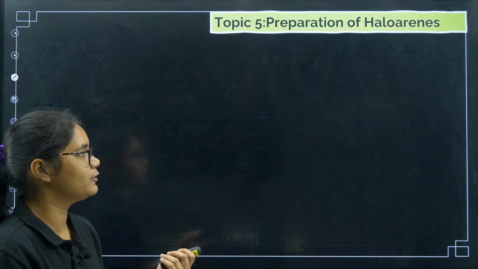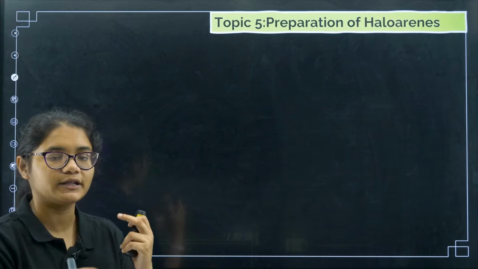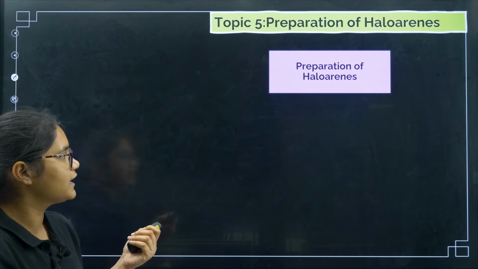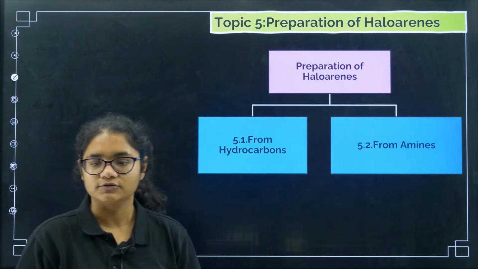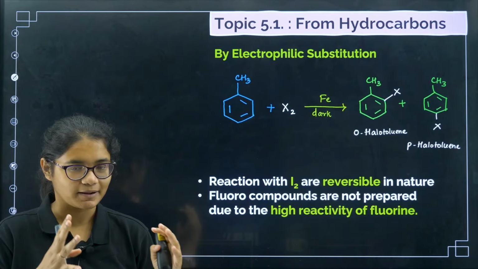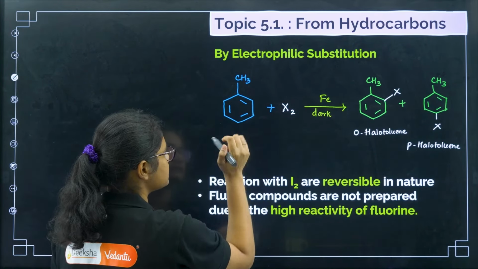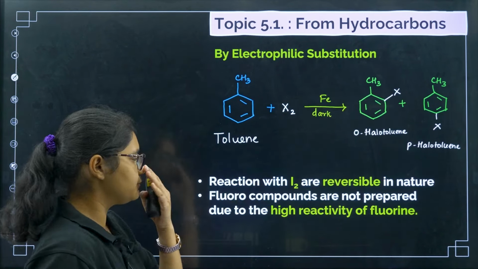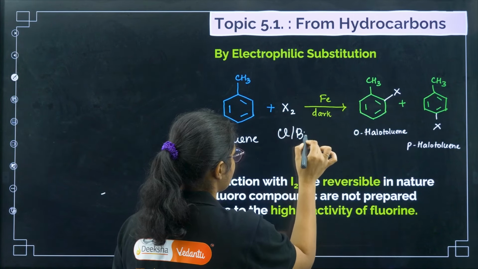Next, now we will go to preparation of haloarenes. Preparation of haloarenes means your aromatic group should have a X present. The aromatic group should have a halogen attached to it, that is called haloarenes. Now here we have two methods, that is from hydrocarbons and another one is from amines. Now coming to preparation of haloarenes from hydrocarbons, you can take this one, you can see benzene with the CH3, so this compound is called toluene, or methyl benzene. Now if you treat it with X2, here X should be chlorine or bromine, that you should remember.